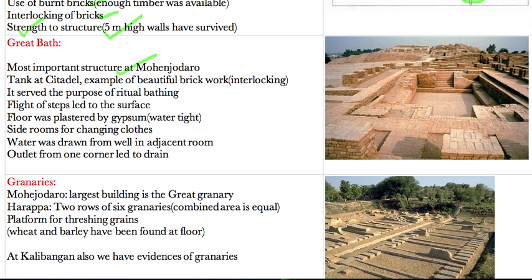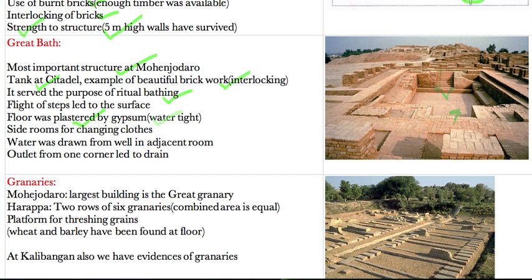Then the second structure which is very important is the Great Bath, the most important structure of Mohenjo-daro. So what was it? It was like a tank at the citadel. An example of beautiful brick work. Why? Because it was interlocked in such a way that it was made watertight. It served the purpose of ritual bathing or bathing. A flight of steps led to the surface. As you can see, there are 2 flights of steps here and here, which go to the surface of the Great Bath. The floor was plastered with gypsum, which made it watertight.